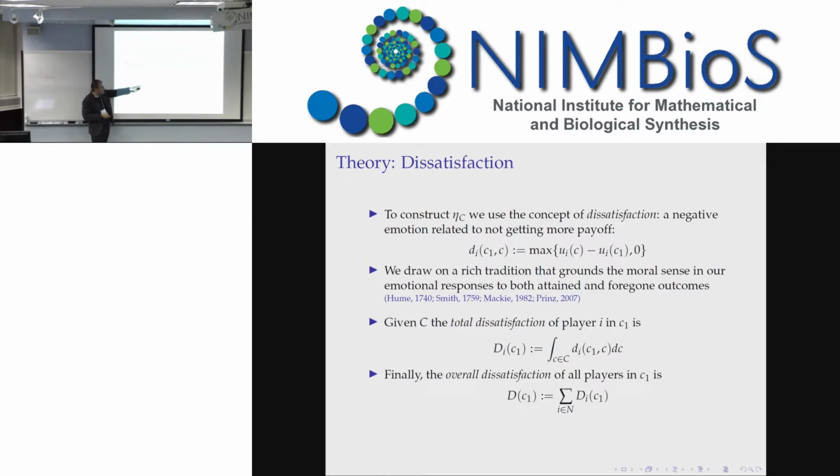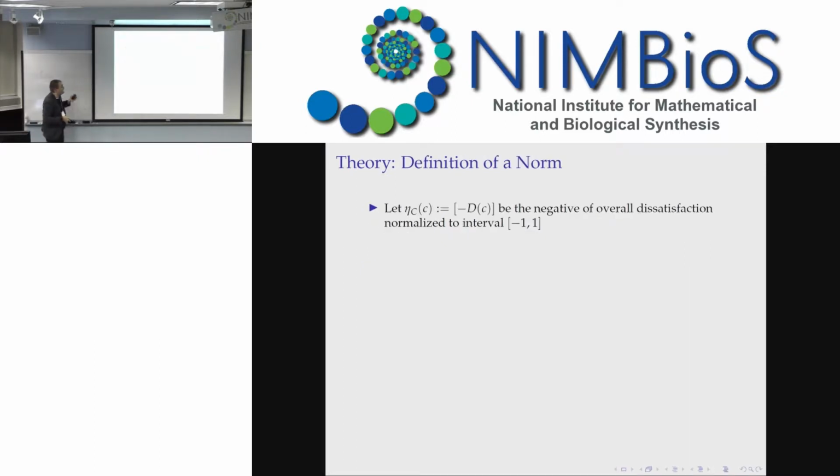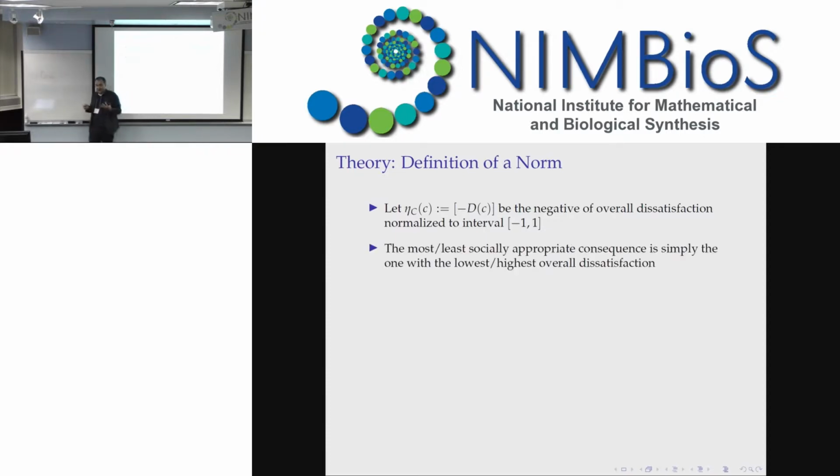Okay, so what we do next, we just aggregate this dissatisfaction over all consequences together, and you get a total dissatisfaction. This is just how much bad you feel about being in consequence C1 because of all other consequences that could have given you more utility, but since you're not there, they didn't. And then we just calculate the overall dissatisfaction. This is just the sum of dissatisfactions of all people together. So what we essentially claim is that the norm is just the negative of this function. So the less dissatisfaction the group gets together, the more socially appropriate it should be.